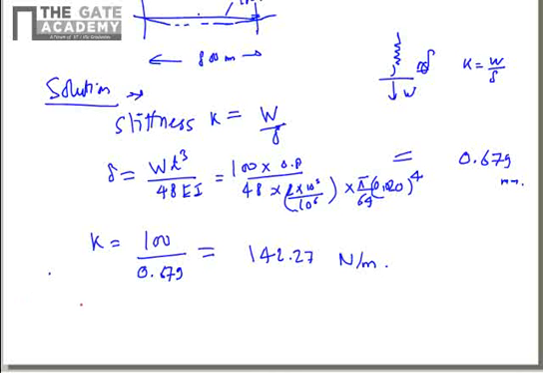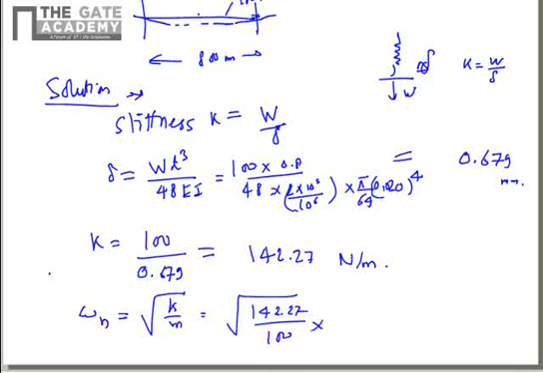Now from the stiffness of the shaft you can calculate the natural frequency of the shaft, which is equal to the square root of K by M, where M is the mass of the shaft. K is 147.27 and the mass is weight by g, where the weight is 100 Newton and g is 9.81. So omega n will be equal to 122.2 radian per second. This is the natural frequency of the shaft due to the static deflection. Now that was the natural frequency, omega n, equal to 122.2 radian per second.